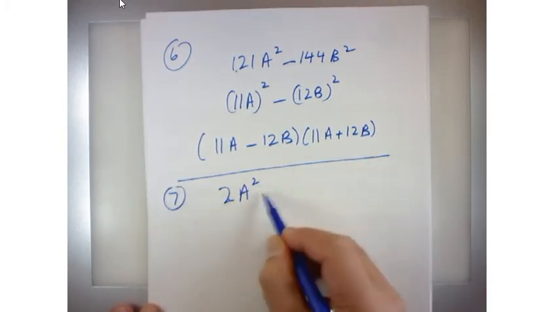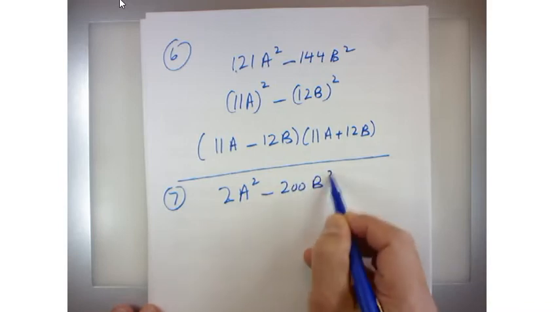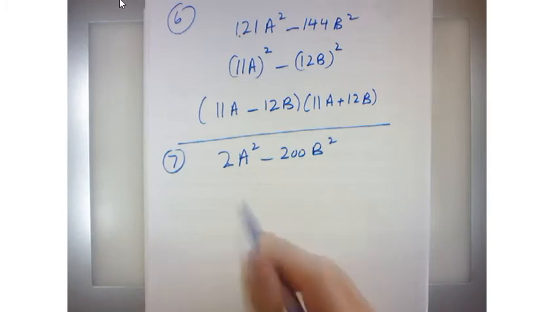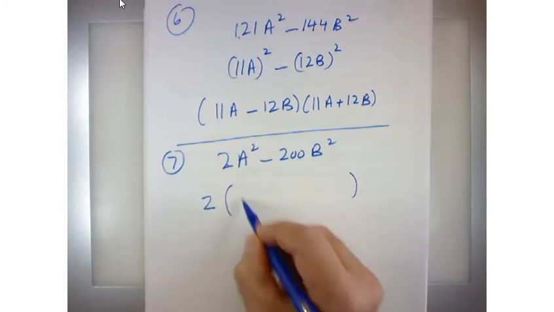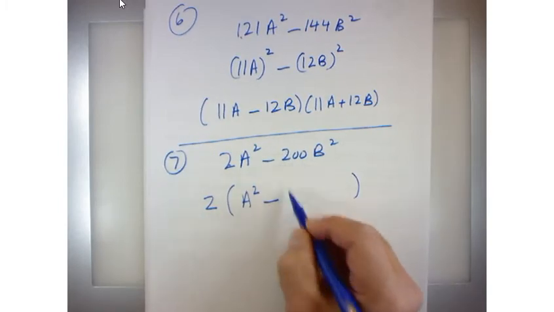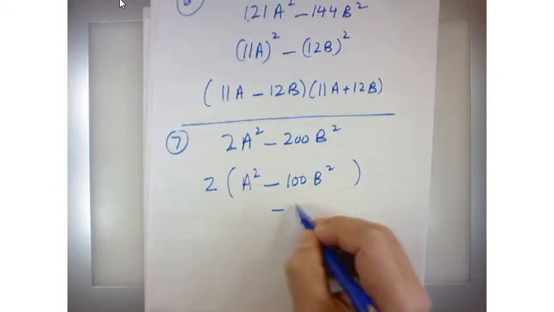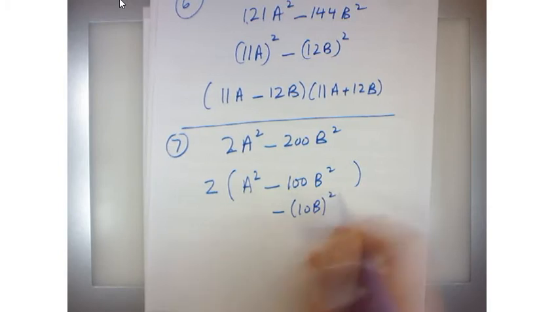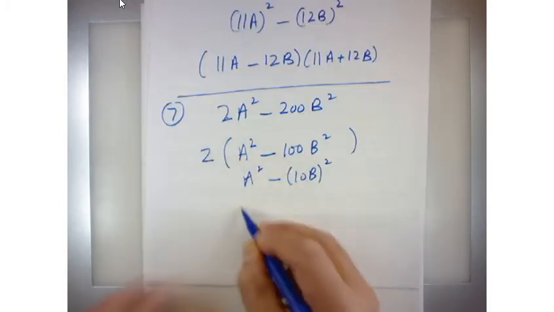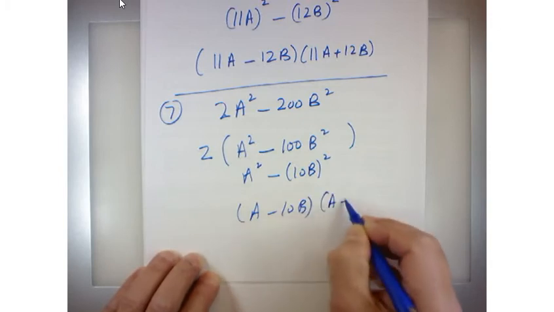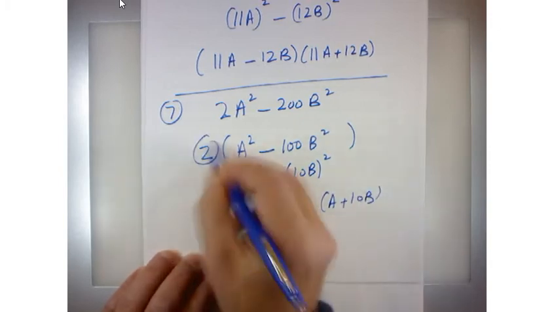Now, example 7, 2a squared minus 200b squared. The only difference here is there's a common factor, and that's what we always have to pull out first. So 2 comes out, and it's a squared minus 100b squared. Square root of 100 is 10, so we can write 10b together, and then a squared is a squared. And then we use that rule, a minus 10b, a plus 10b, and then the 2 comes down.